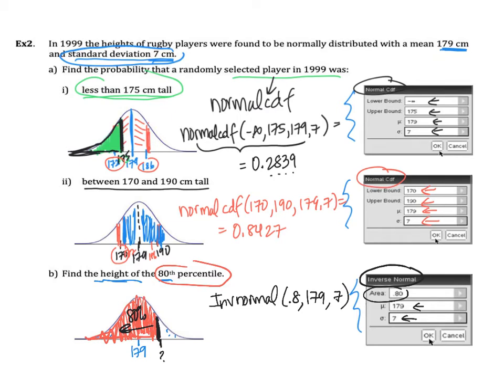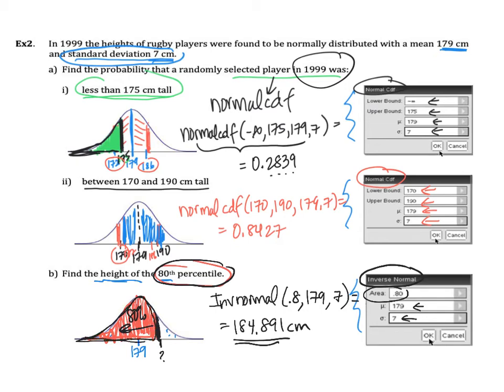So when you do that and you push enter, you should have gotten 184.891. So that means for rugby players, 80% of the rugby players in 1999 were at a height of 184.891 centimeters or below. So that is what that information tells you.